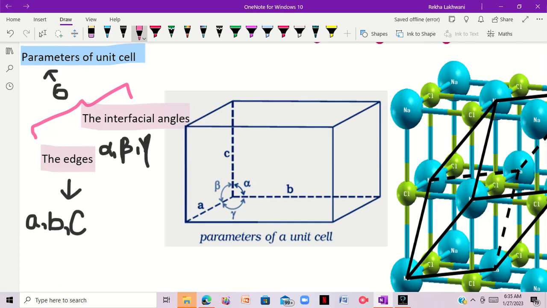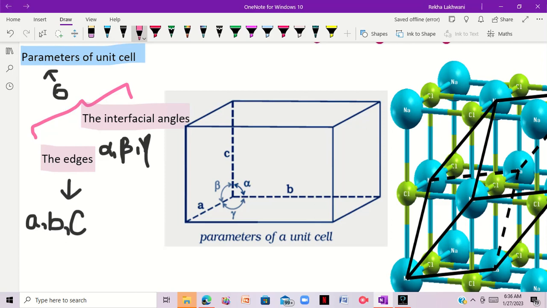We have discussed the unit cell in my previous video. If you haven't watched it, go back and first watch that, clear your concept of the unit cell, then come back and watch the parameters of the unit cell. Now we have six parameters of the unit cell, which are divided into two classes. First is the edges and the second are the interfacial angles.